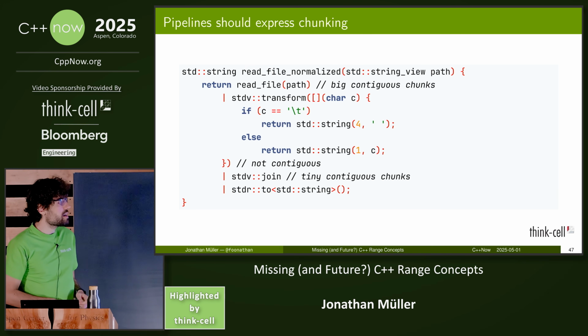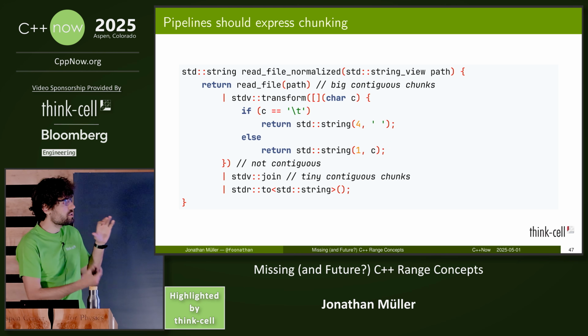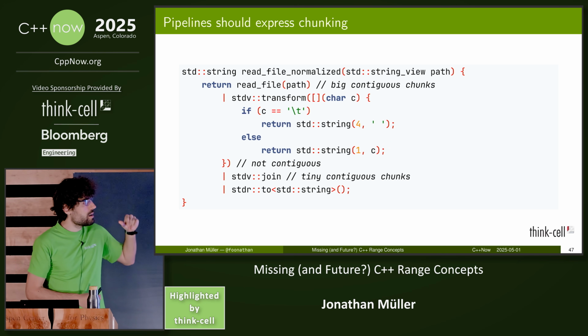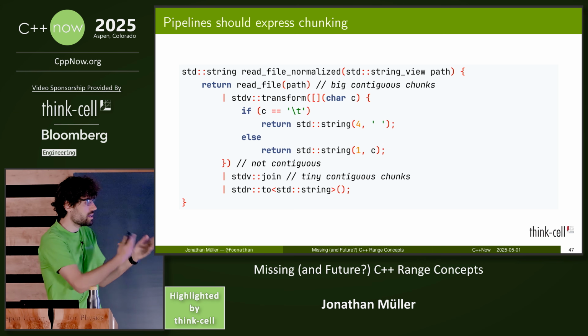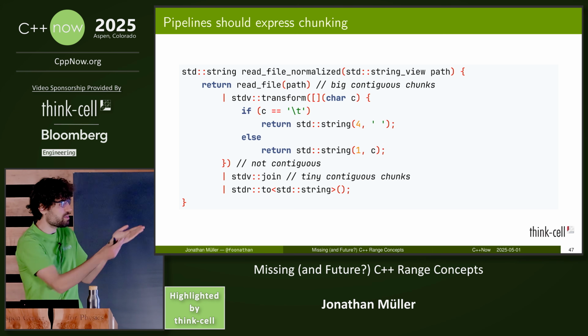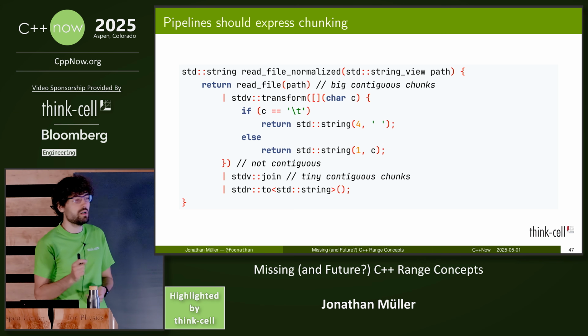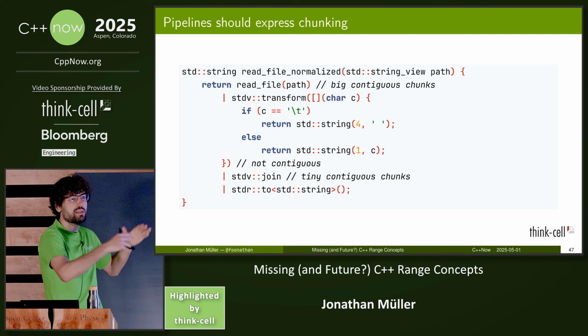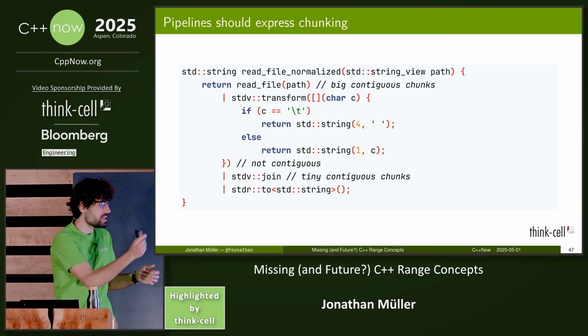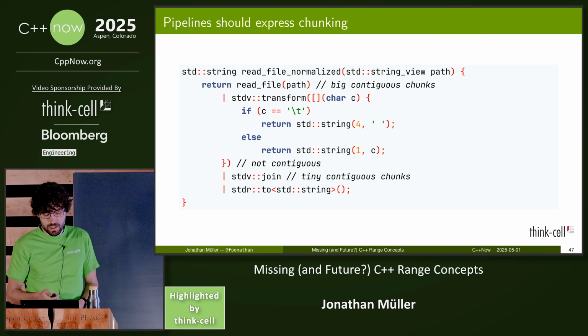This also means that when we express pipelines, they should also express this chunk. So if we call read file, we're having big contiguous chunks. We transform them and keep them. This makes it not contiguous, but when we join it back together, we've got tiny contiguous chunks. But they're really tiny, it's one string at a time, and the strings are usually one character. So we don't really have a good way to handle entire chunks, append them as one chunk. Instead, we just got the tiny things.